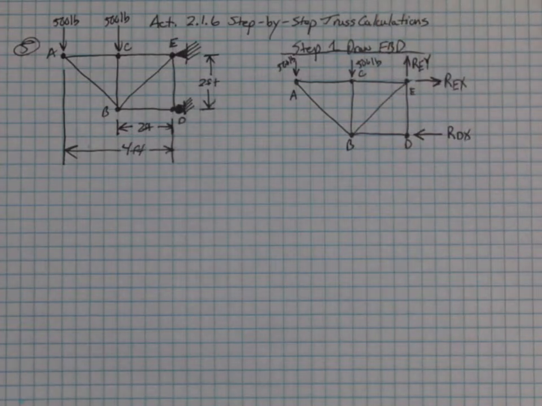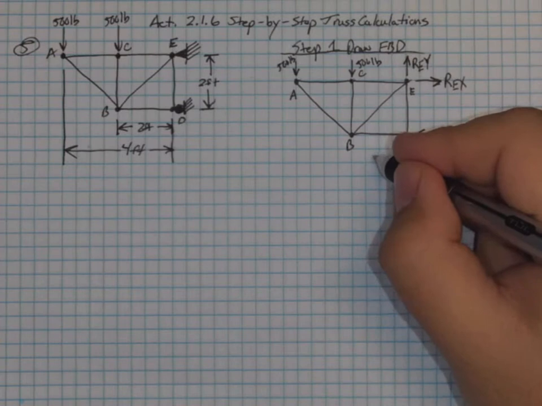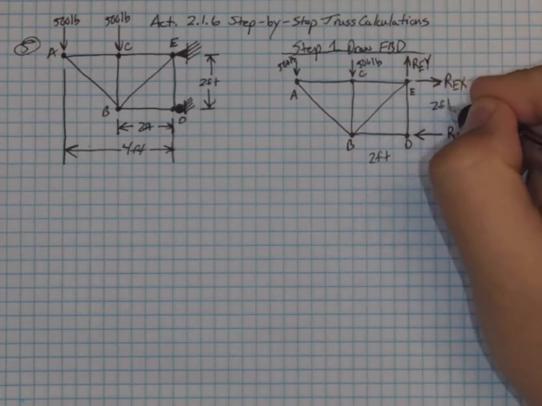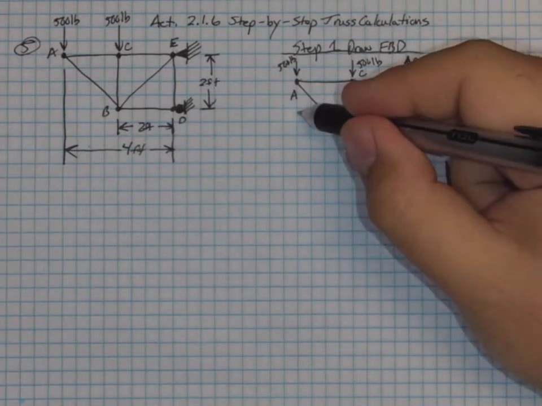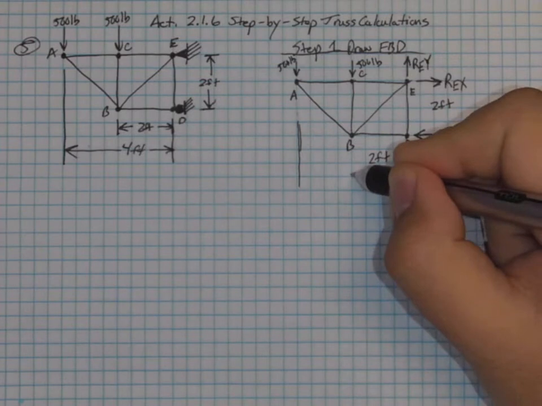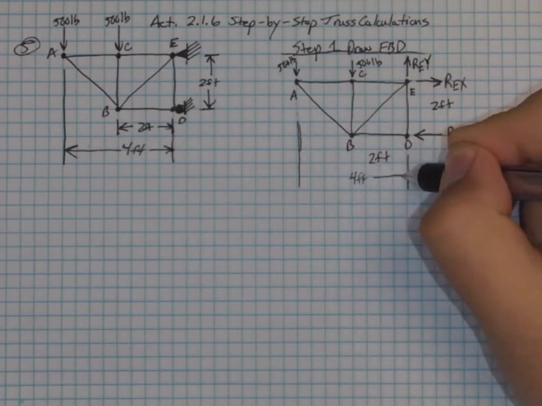And then what I have to also take a look at are my distances. So I'm going to leave a little bit of room here. This is going to be 2 foot. This will be 2 foot. And just as a note, this is 4 feet.